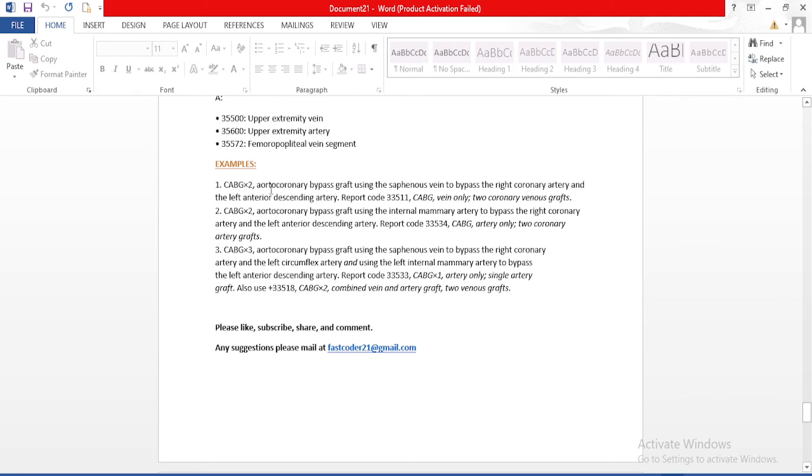So here, CABG times 2. A coronary bypass graft using the saphenous vein to bypass the right coronary artery and the left anterior descending artery. So here the physician is performing a bypass from the aorta to the coronary artery using saphenous vein. So here we need to code vein only. How many arteries is he bypassing? Two arteries, right coronary artery and left anterior descending artery. So using two saphenous veins, the physician is performing two coronary artery bypass surgeries. So our code here is 33511, CABG vein only, two coronary venous grafts.